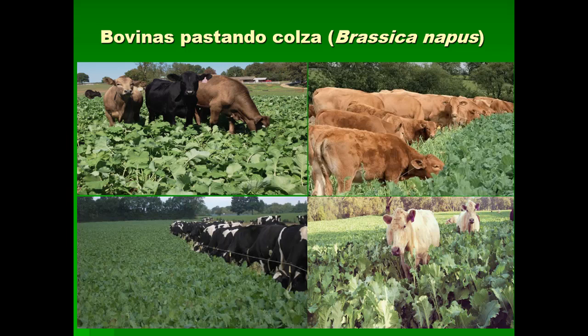Most of the brassica species have very low content of fiber, but they are very high in carbohydrates. They provide up to 60% of the total digestible nutrients, and 20 to 30% of the dry matter content is also crude protein. So this is almost like feeding them concentrates.